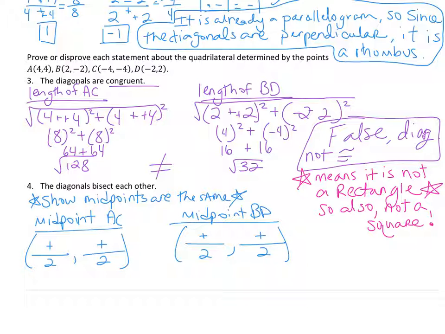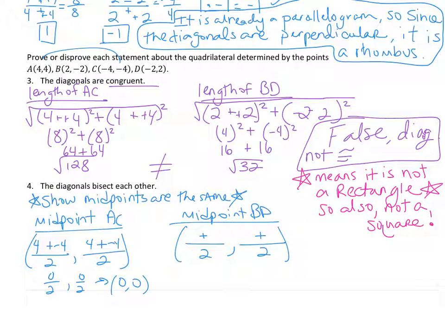So I need to take the A and C from up here, and we are adding the x's together. So it'd be a 4 and a negative 4, and we are adding the y's together, so 4 and a negative 4. So when we reduce, we get a 0 on top divided by 2, and that's for both of them. So then it reduces down to 0, 0 is my midpoint.